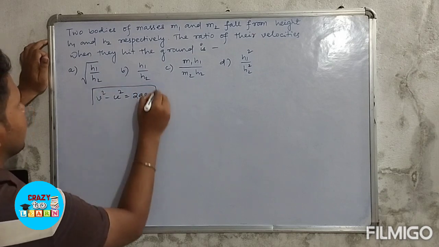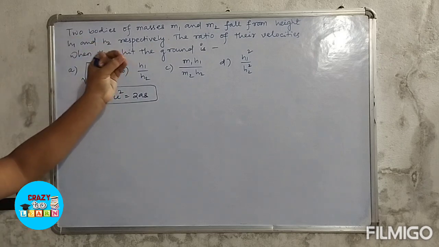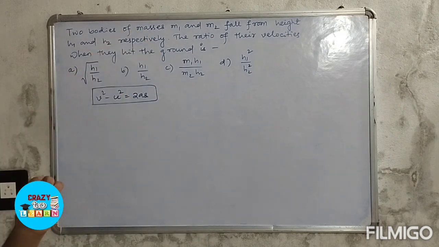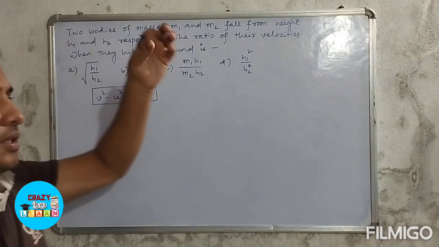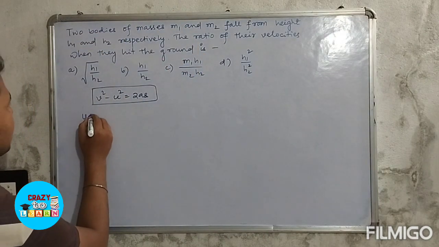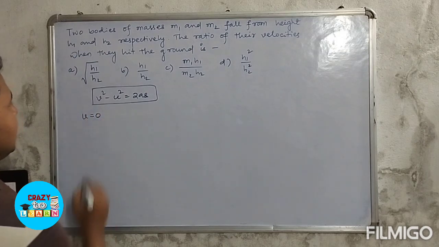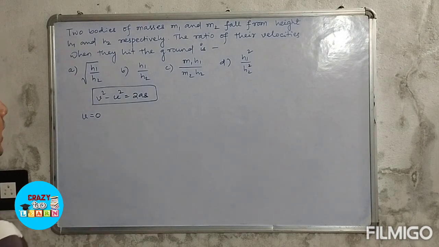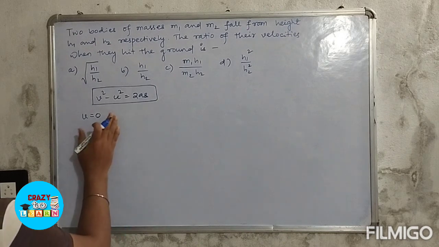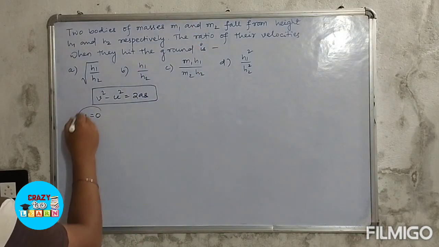It is asked that bodies of mass m1 and m2 fall from height h1 and h2. Fall means it falls from a height, which means its initial velocity is equal to 0. Yes or no? For both cases, both masses m1 and m2 fall from a height, so for both cases u is equal to 0.